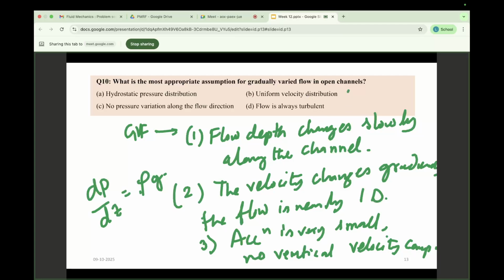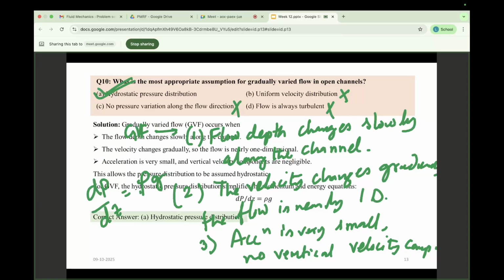Uniform velocity distribution, no, because it already says it's gradually varied flow. Next, no pressure variance along the flow direction. Already it is talking about varied flow, so there should be a pressure difference. Is the flow always turbulent? Nothing is mentioned in this question about the Reynolds number, so that will also not be the option. So option A will be the correct answer. Okay, so option A is the correct answer. I am moving to the next question.